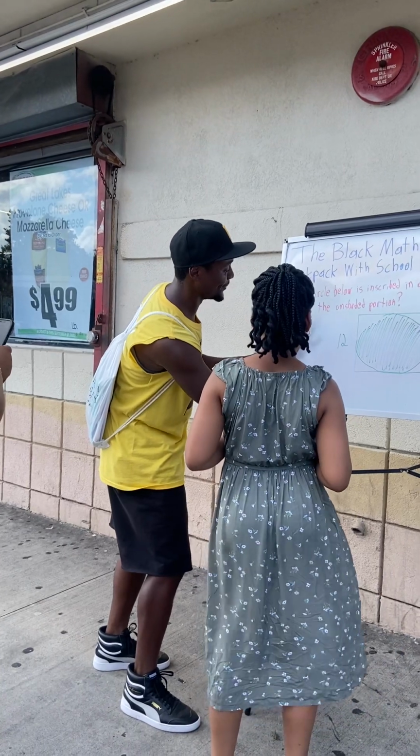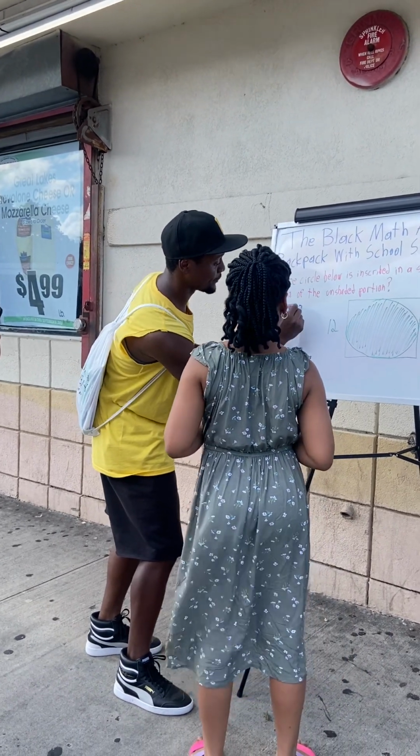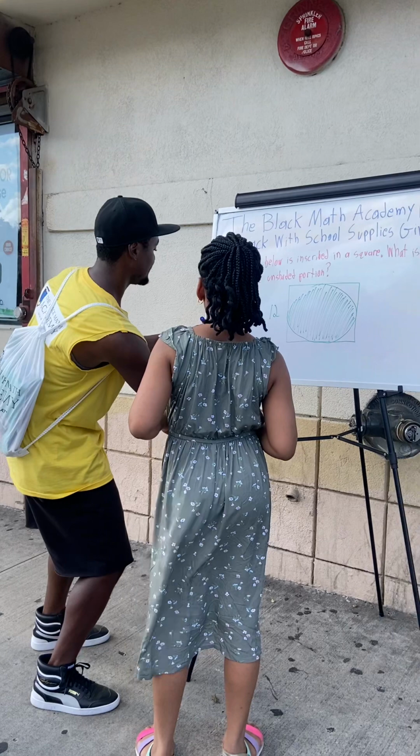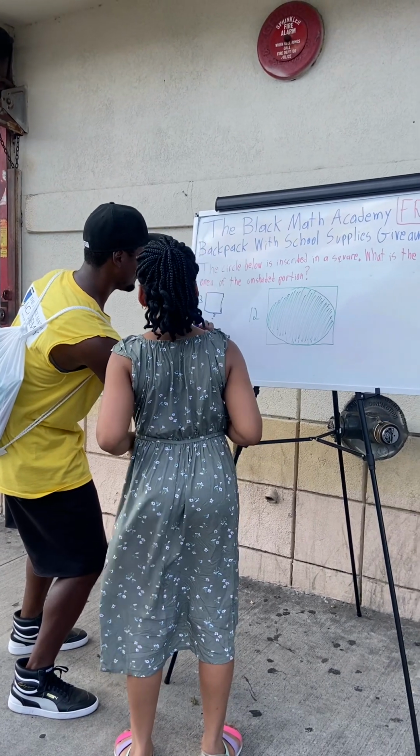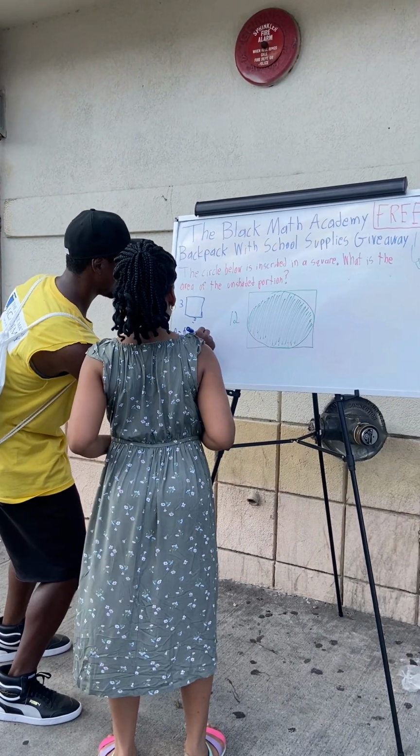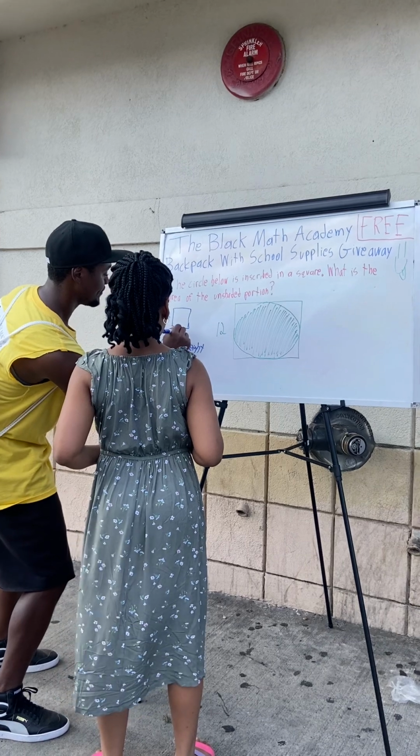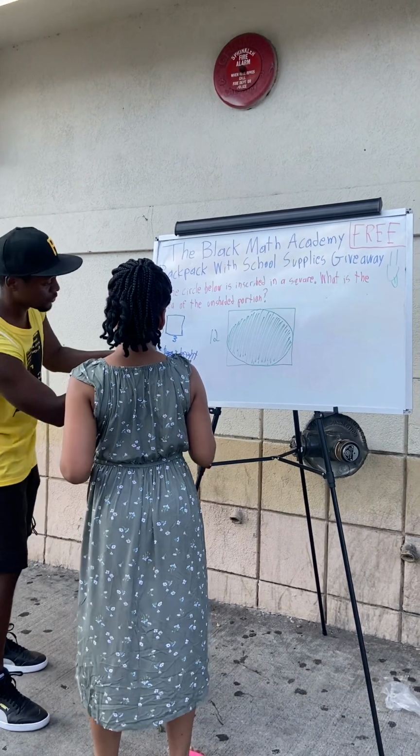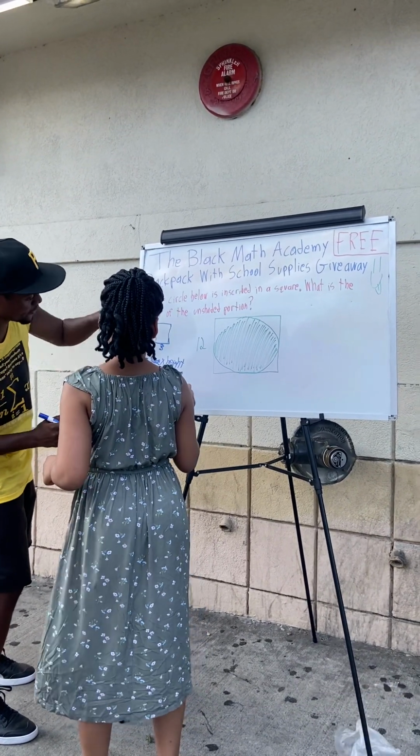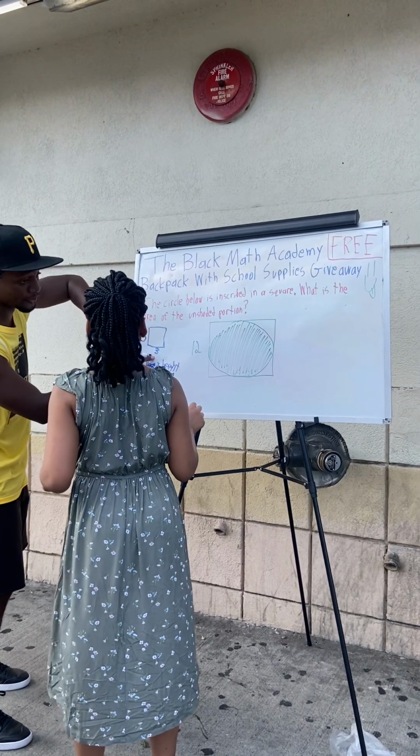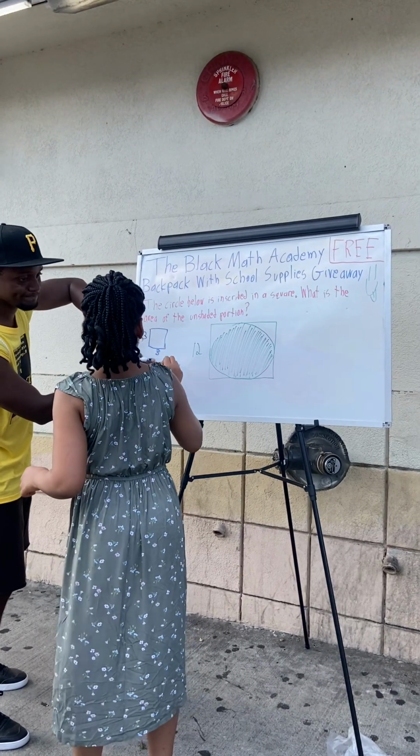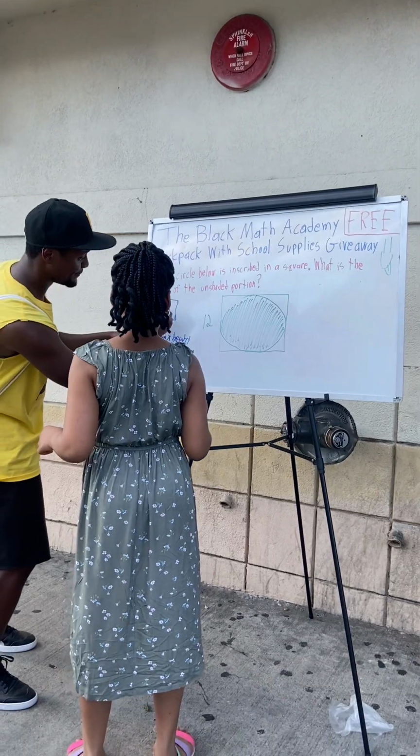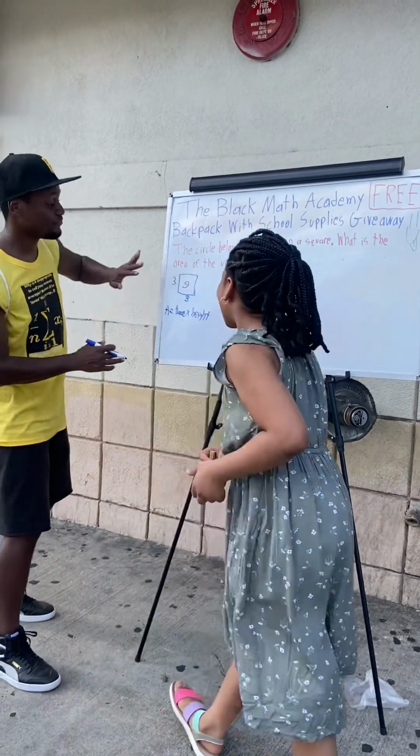Let's see. How do we find the area? Okay. So to find the area of the square, we multiply base times the height. The base of the square is the bottom part. Height of the square is the tall part. Let's multiply those two things. 3 times 3. That's the area. Nice. Okay? That's this square.